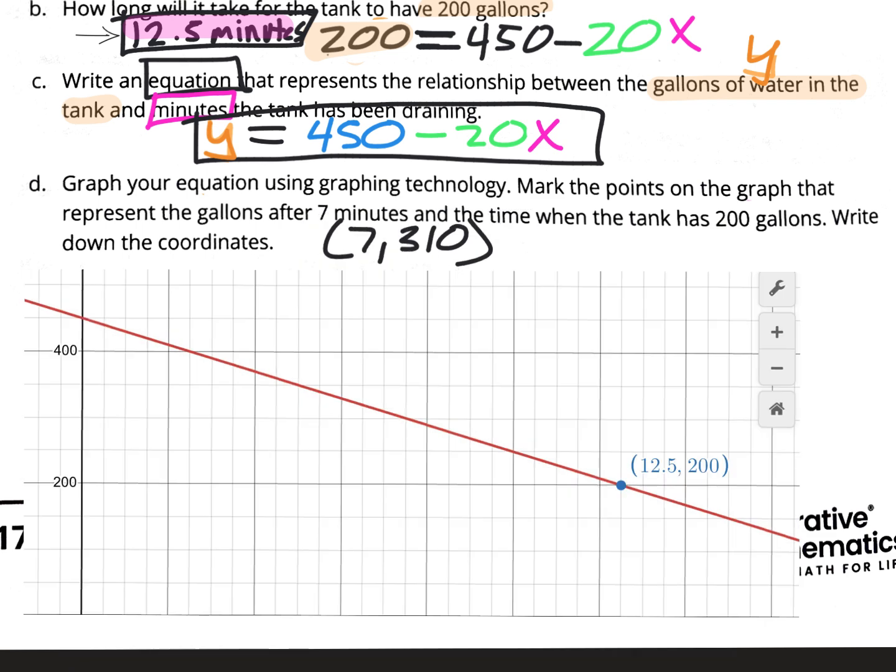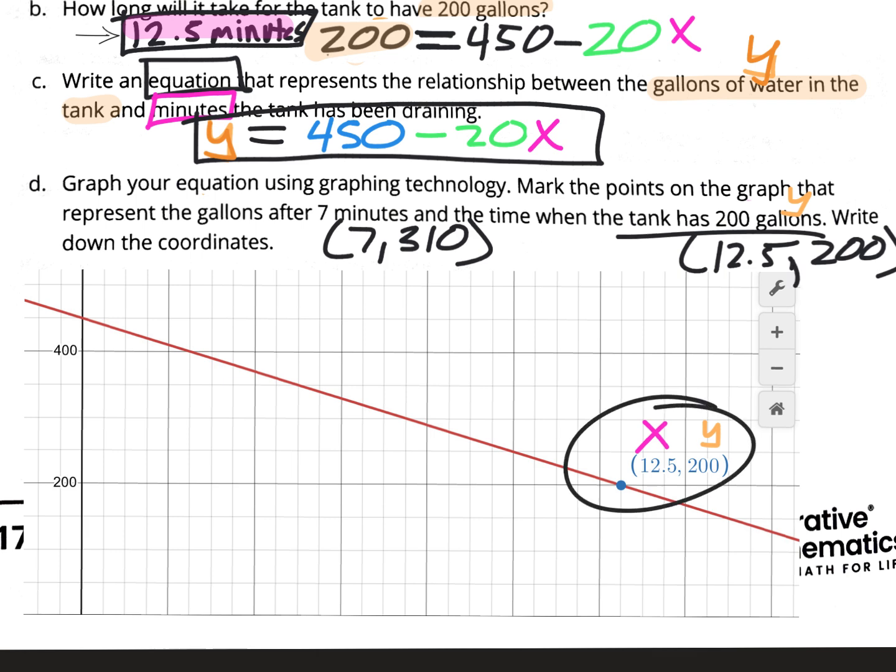Next, to figure out when the tank has 200 gallons, remember that that is going to be your y, and the x that goes along with it represents the time. So our answer for this ordered pair is going to be 12.5 and 200, because that is where on the graph you have 12.5 minutes and then 200 gallons. So this is the answer we should have for the next part.